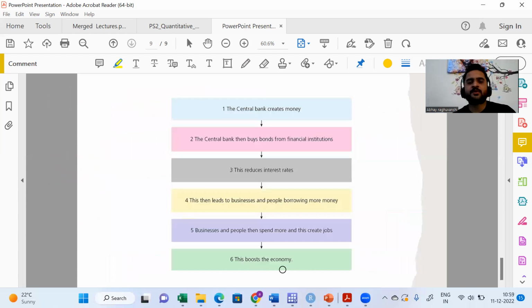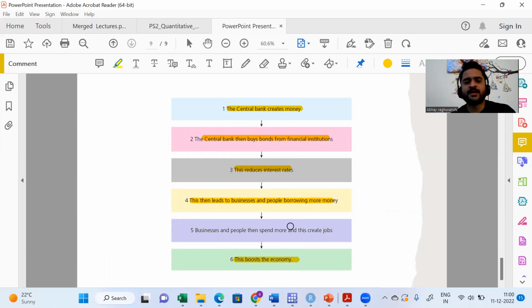So these are the four tools. This is related to quantitative easing itself, like how the central bank creates money. The central bank buys corporate bonds from the financial institutions. Then this reduces the interest rate. This leads to an increase in business from people borrowing more money, as we have already discussed. This eventually will lead to an increase in output, and it will boost the economy.